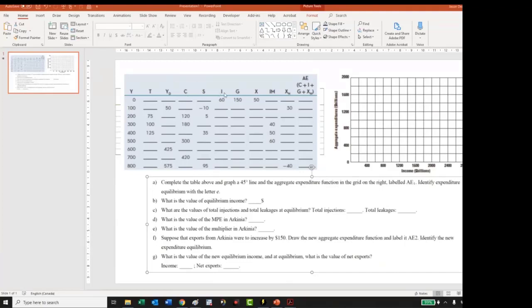Now, how do we get this column? Can anyone type that into the constant? And then the same with government spending. And the same with imports. So we'll just copy the 60 down, 150 down, and the 50 down.